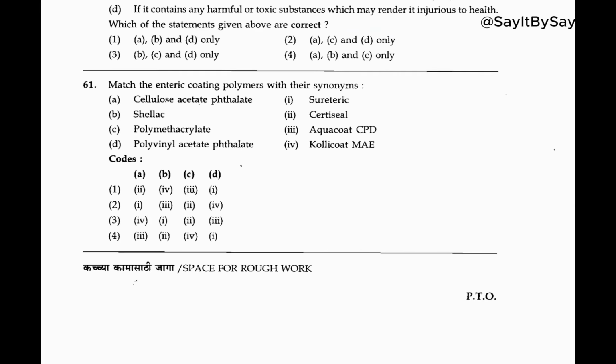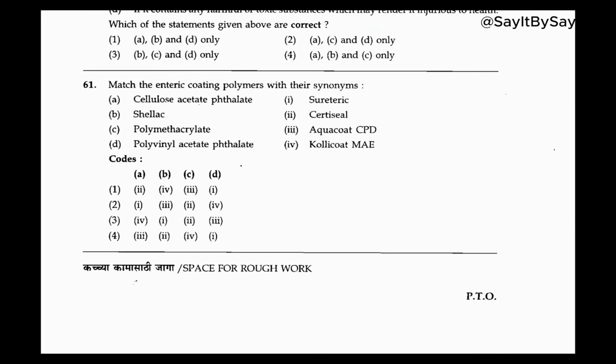Question number 61. Match the enteric coating polymers with their synonyms. That is A. Cellulose acetate phthalate, which is related to Aquacoat CPD. B. Shellac, Certisol. C. Polymethacrylate, that is Eudragit MAE. And polyvinyl acetate phthalate is 1, Sureteric. This is enteric coating polymers with their synonyms. And if we look below, the correct answer is 4.